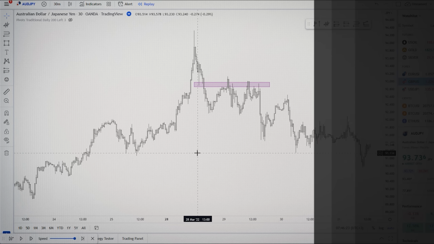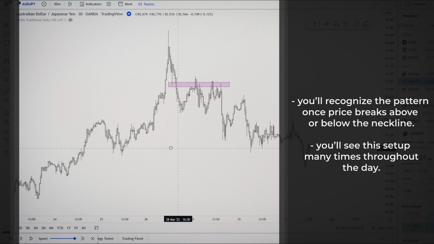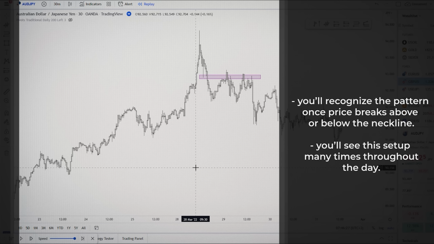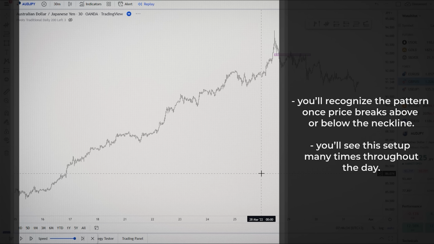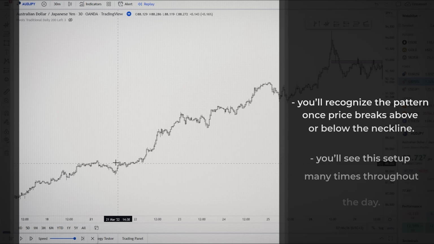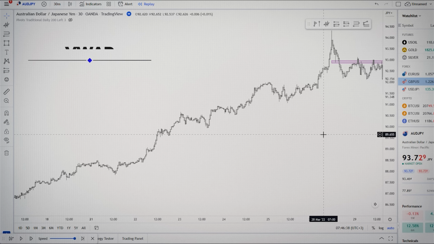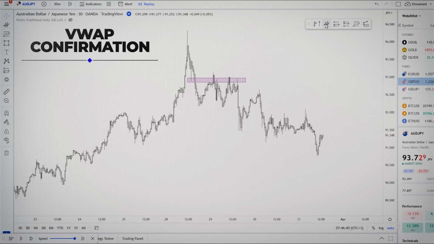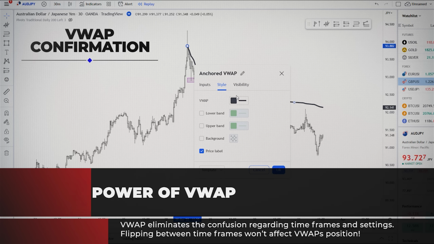Trading V-tops and bottoms can be difficult because you'll recognize the pattern once price breaks above or below the neckline. And another problem is the fact you'll see this setup many times throughout the day. I filter these signals using VWAP because on the VWAP line, you won't see changes in the length or the time frame, unlike moving averages.